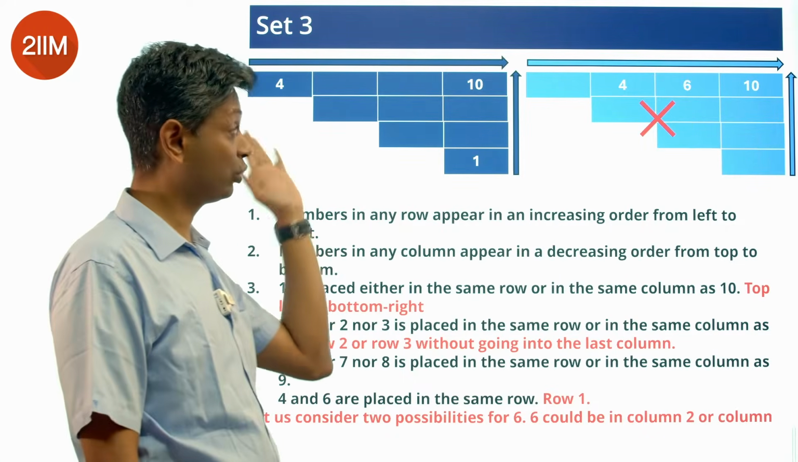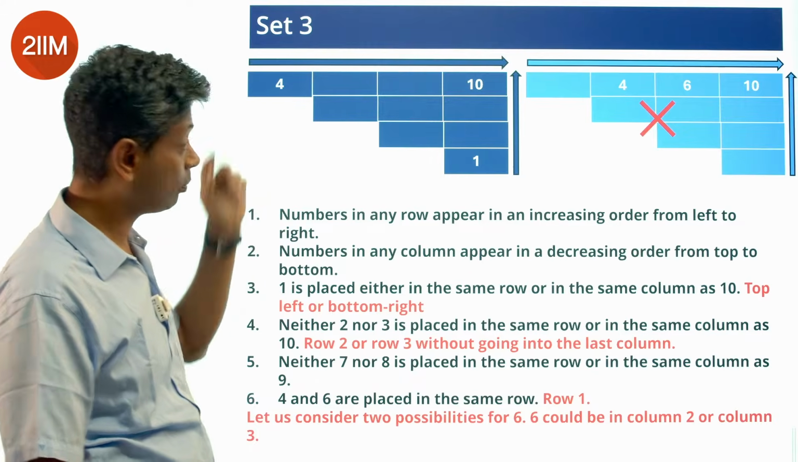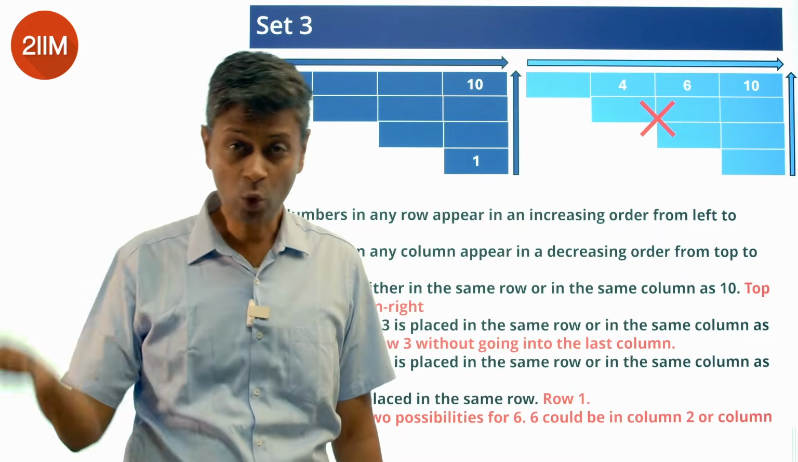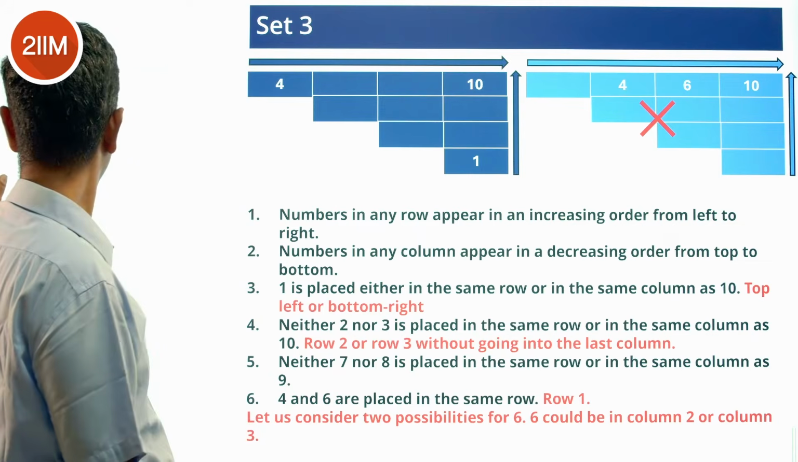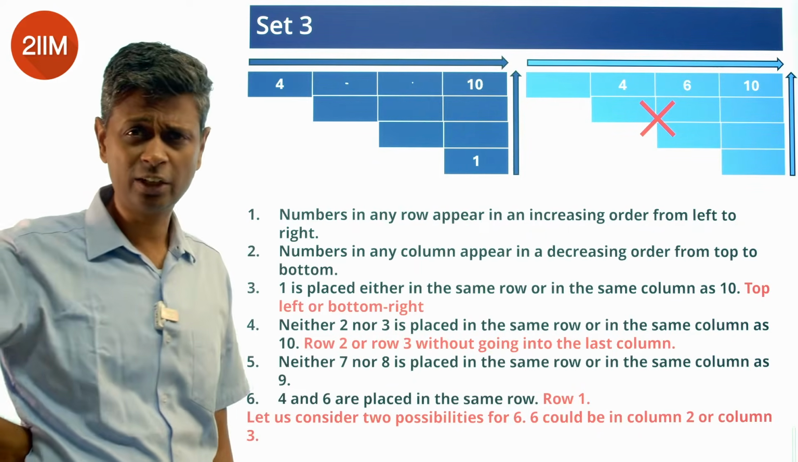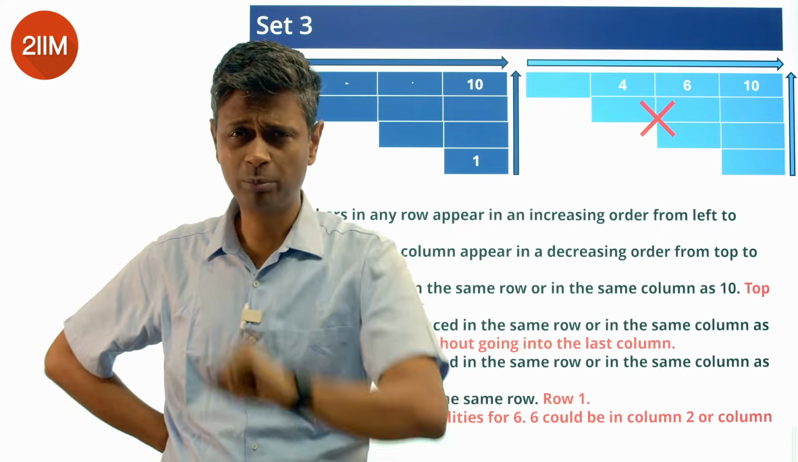Super, so we've narrowed down to this. 4 has to be in the top left, which means 1 has to be here. Brilliant. Now we know that we can say 6 can be here or here. Second column or third column. Let's put both and we'll process it.